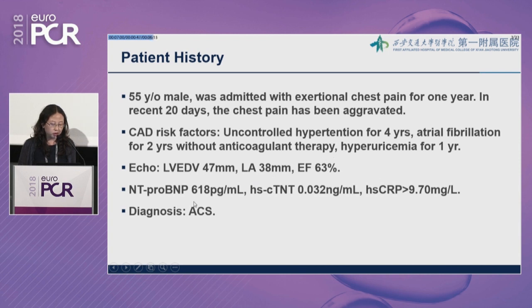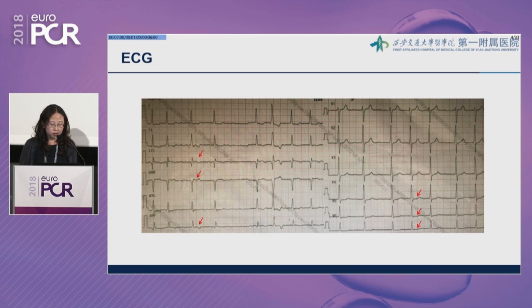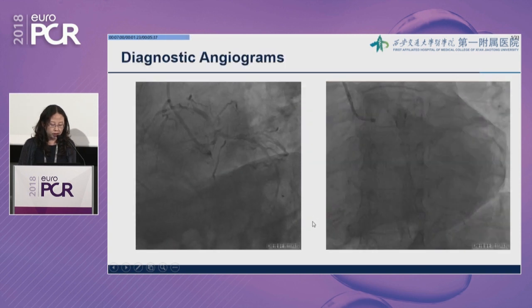And he had increased BNP, increased troponin T, and increased CRP. So the diagnosis for this patient was ACS. And this is the EKG, and you can see this was atrial fibrillation, and you can see slight ST segment elevation in these three leads and aVF, and even aVR a little bit, and slight ST depression from V4 to V6. And this is the baseline angiography.